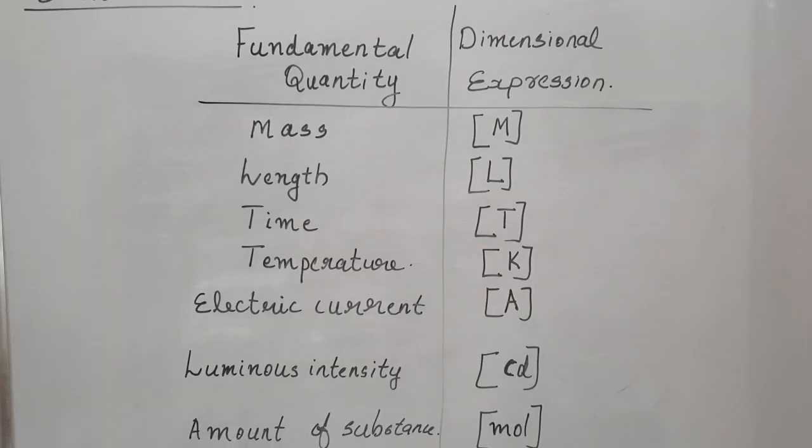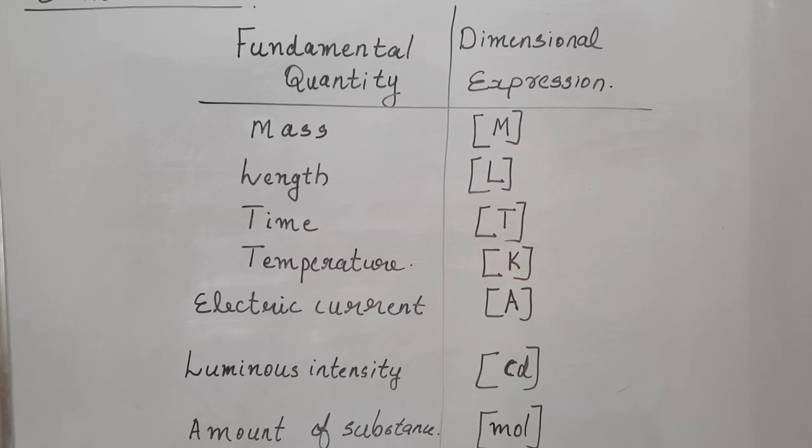Then to represent time, we use the capital letter T. So don't get confused. T does not stand for temperature. T stands for time. So M for mass, L for length, and T for time. For temperature, we have the letter K. Capital letter K stands for temperature. And for electric current, the letter is capital letter A. That is the same as ampere.